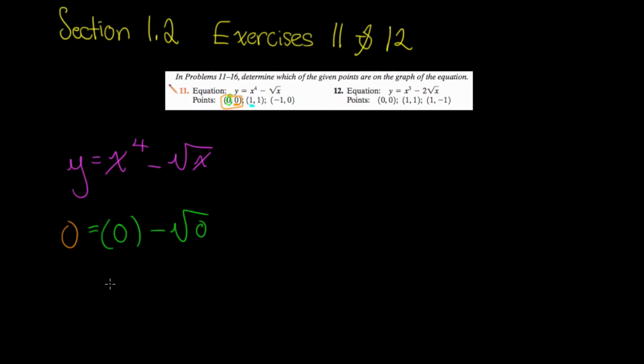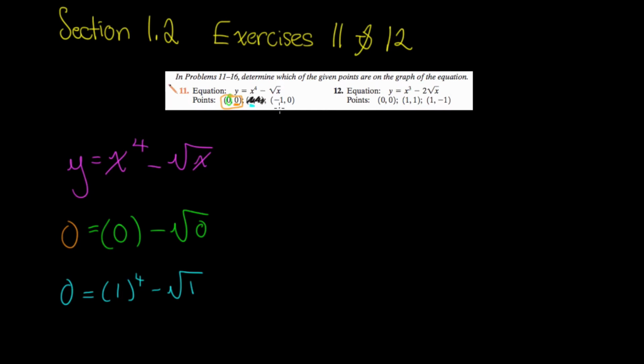Okay, so 1 to the 4 minus the square root of 1. 1 to the 4 is 1. Square root of 1 is 1. 1 minus 1 is 0. Okay, it's not 1, which means this point is not on the graph.